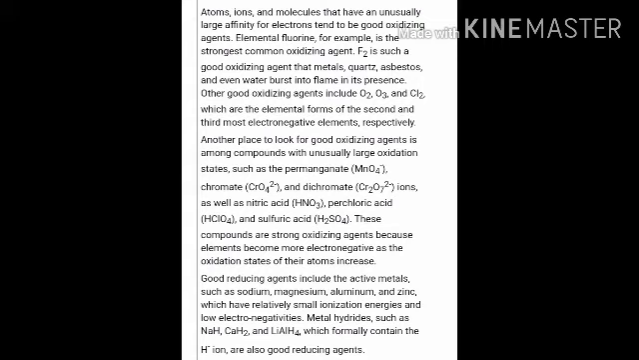Okay, so we got reducing agent and oxidizing agent. And if you look at what's going on here, there's kind of a switch that takes place. The thing that is oxidized, the thing that loses electrons, is the reducing agent. And the thing that is reduced, that gains electrons, is the oxidizing agent. Okay, the thing that's oxidized is the reducing agent.